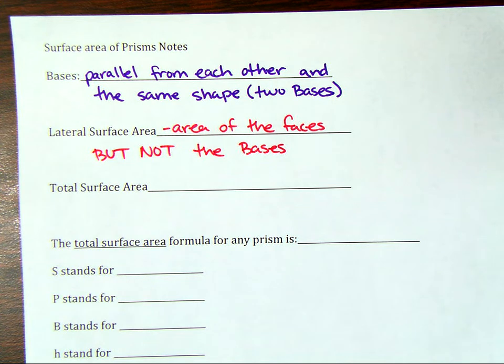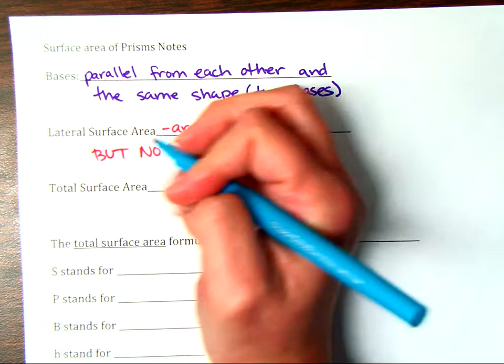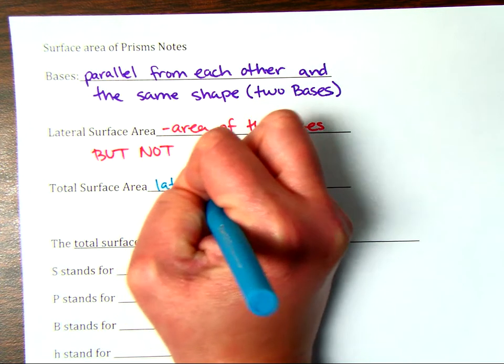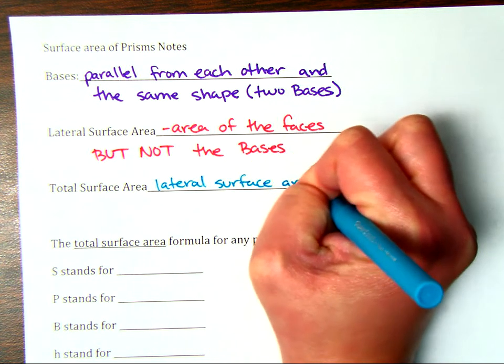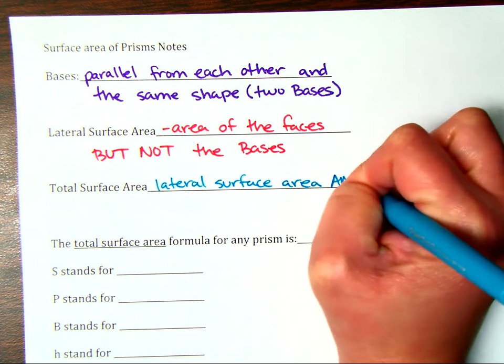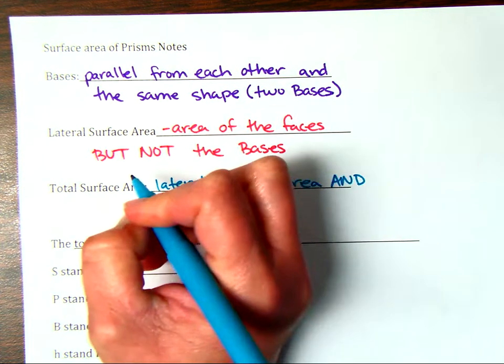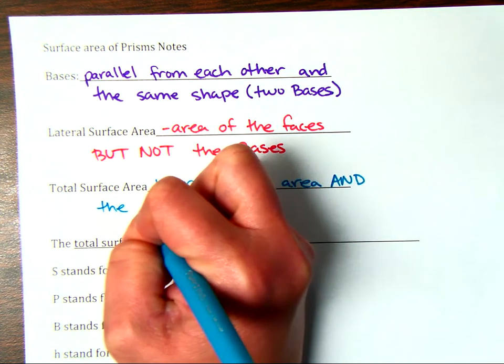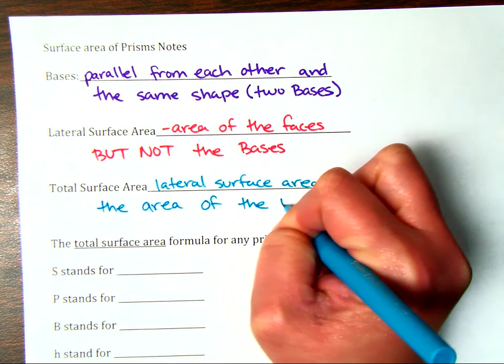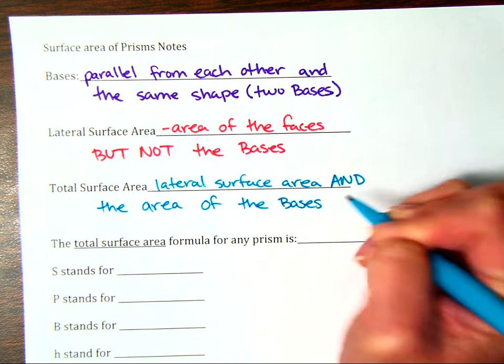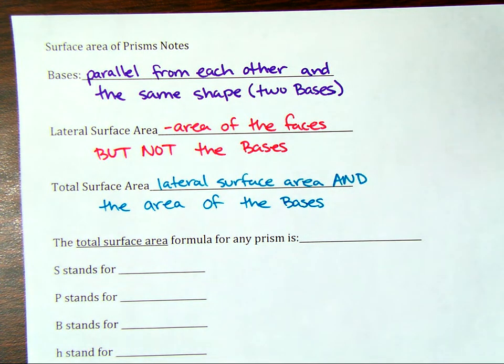Then your total surface area is going to be your lateral surface area and the area of the bases. That means everything. So again, if we had that as a net, if we were to unfold it, every shape that you see, you find the area of each one and add them up. But again, that can be a little bit time consuming.